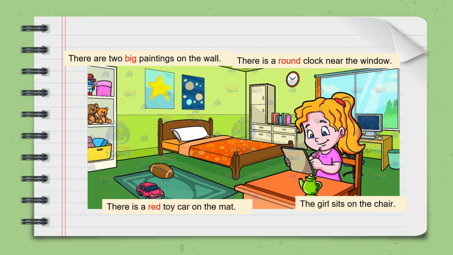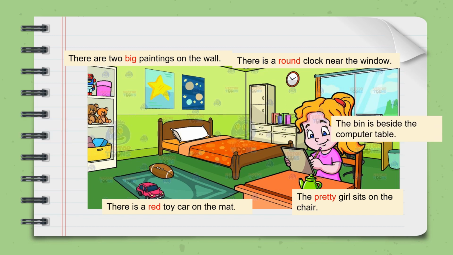Fourth sentence, the girl sits on the chair. We have 2 nouns here. Which noun would you want to use? The girl? What about the girl? How can we describe the girl? The girl is beautiful. The girl is pretty. So we can use the pretty girl sits on the chair.